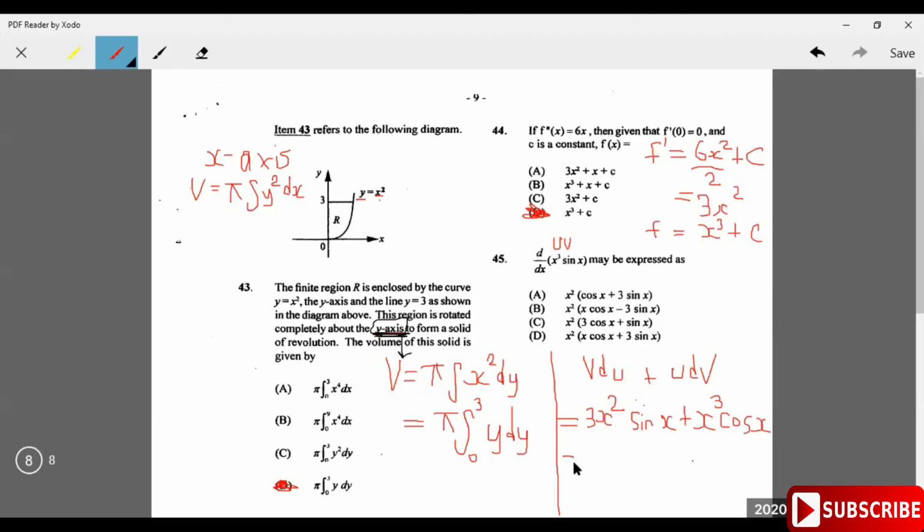And so what we then do is just factor out x squared, since x squared is in common. We factor out x squared and we get 3 sine x plus x cos x. So that's 3 sine x plus x cos x. That's D. And that's question 45.